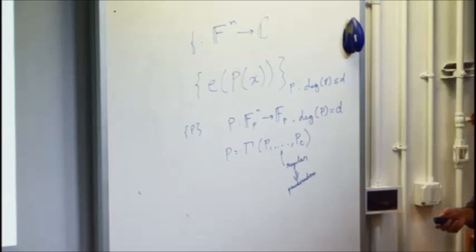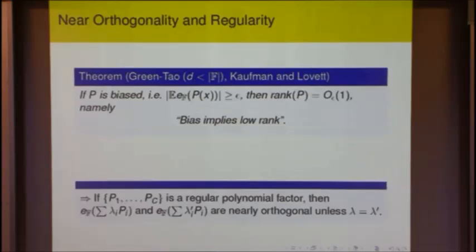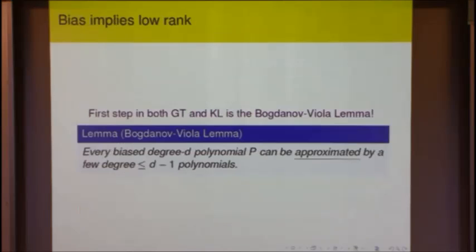Okay. Before we do this, I just want to make one remark about the proof of this theorem that bias implies low rank. The first step in both Green-Tao and Kaufman-Lovett is this lemma by Bogdanov and Viola. It says that every biased degree d polynomial can be approximated by a few polynomials of degree at most d minus 1.